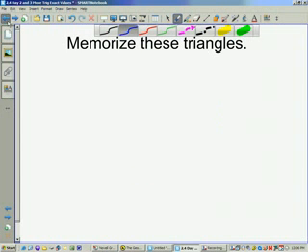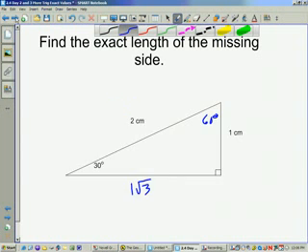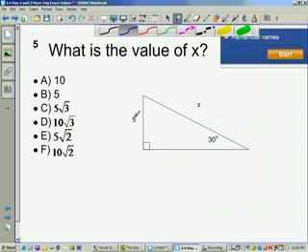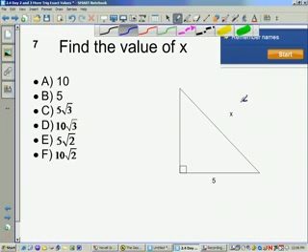Now you have to memorize these triangles. Take a look at this triangle, 30, 60, 90, 45, 45, 90. Those are very important for today's lesson. All right, on this problem, if we have the short side being 5, this side is going to be 5 root 3. Over here, if the short side's 5, the hypotenuse is 10. Now this is a 45, 45, 90 triangle. If that side's 5, this side is going to be 5 and the hypotenuse would be 5 root 2.